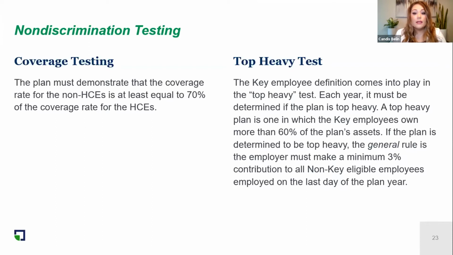In your top heavy test, this is where the key employees definition is determined. We need to make sure that if the key employees' total ownership of the plan assets is 60% or more, then the plan is considered top heavy. Typically, this means that the employer must make a 3% contribution to all non-highlies, and we work that into our contribution allocations.